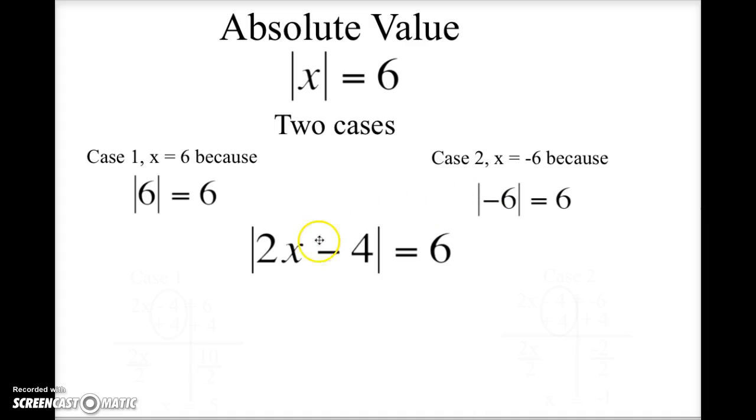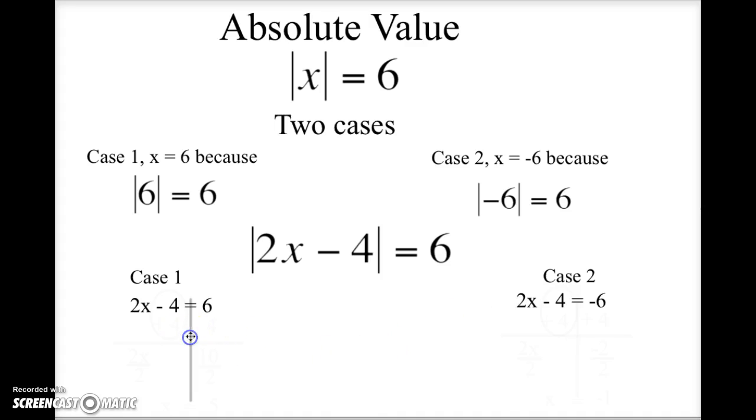Now when I'm doing this problem, the absolute value of 2x minus 4 is equal to 6, there's also going to be two cases. The first case is when 2x minus 4 is equal to positive 6. The second case is going to be when 2x minus 4 is equal to negative 6. So let's go ahead and solve both of these cases so I know both of the answers for x.